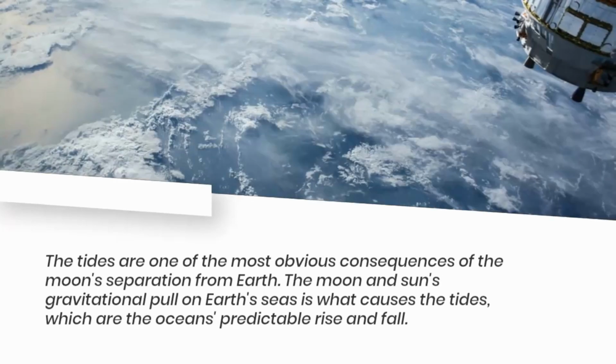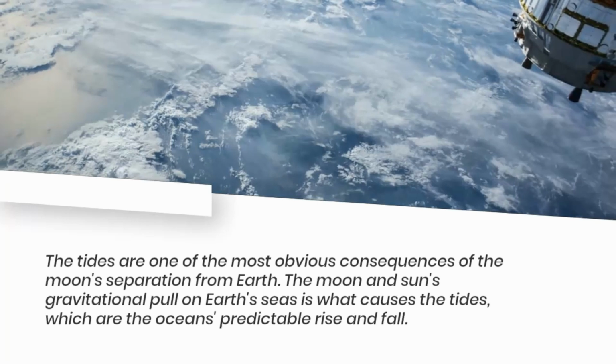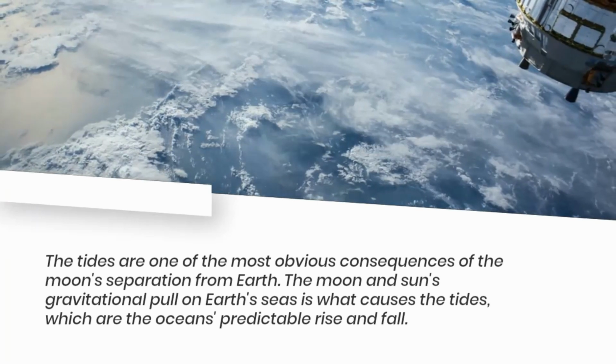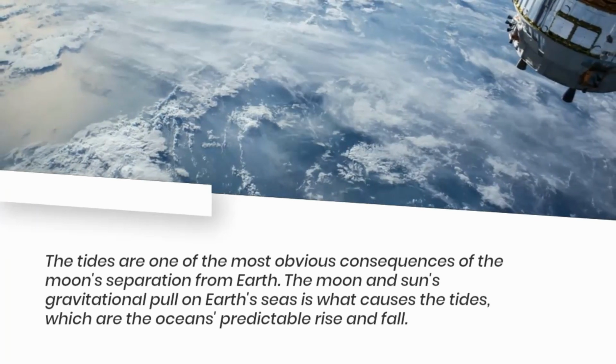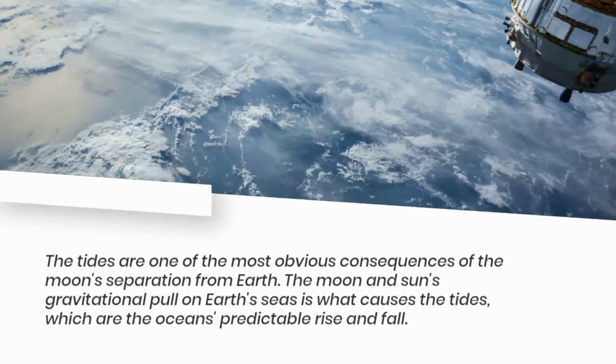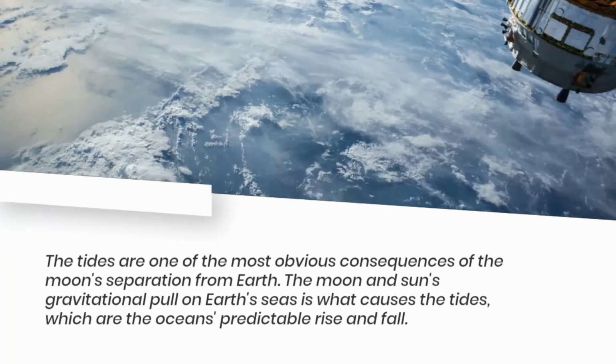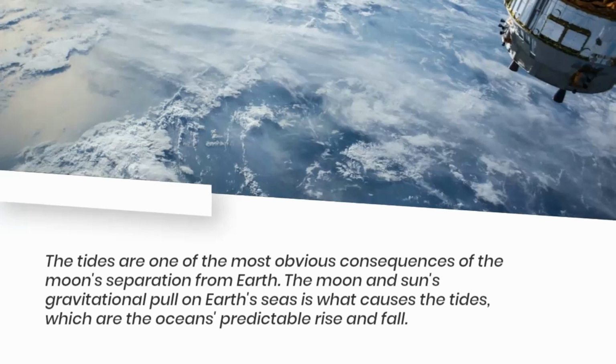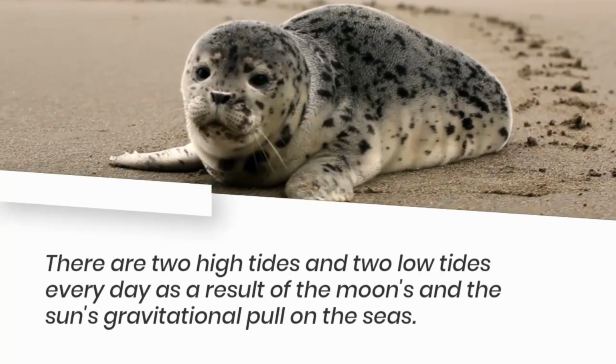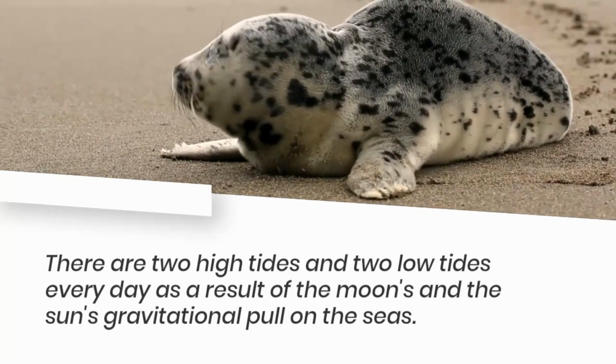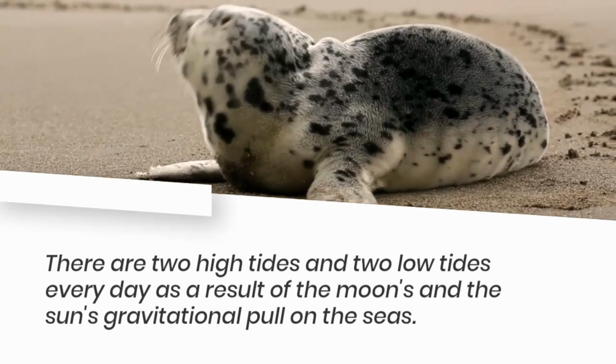The tides are one of the most obvious consequences of the Moon's separation from Earth. The Moon and Sun's gravitational pull on Earth's seas is what causes the tides, which are the ocean's predictable rise and fall. There are 2 high tides and 2 low tides every day as a result of the Moon's and the Sun's gravitational pull on the seas.